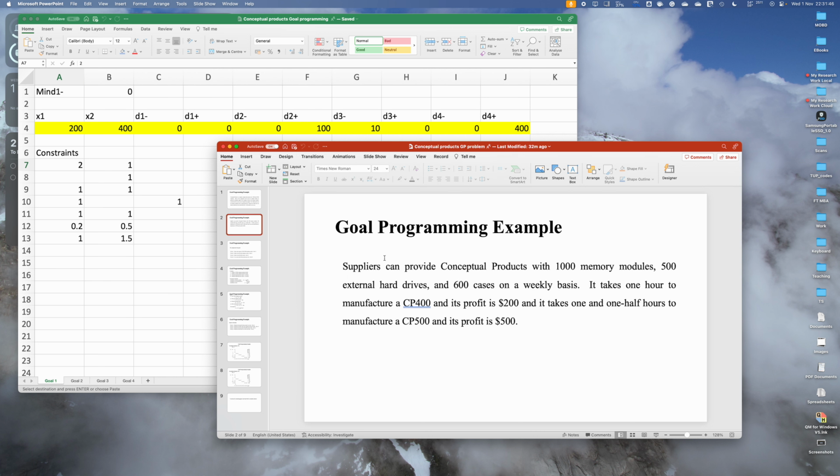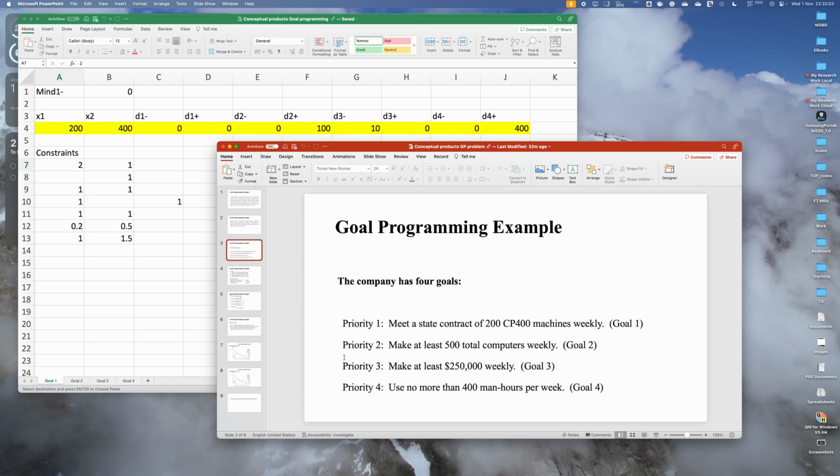Some other statements are also given: suppliers can provide this many memory modules, this many hard drives, and this many cases, and the time it takes to manufacture one CP400 and CP500 is also given along with their profit. And these are the goals, with priority: meet a state contract of 200 CP400, meet at least 500 total computers weekly, make at least $250,000 weekly, and use no more than 400 man-hours per week. As you know, whenever we have goals, we can convert them into deviation variables.